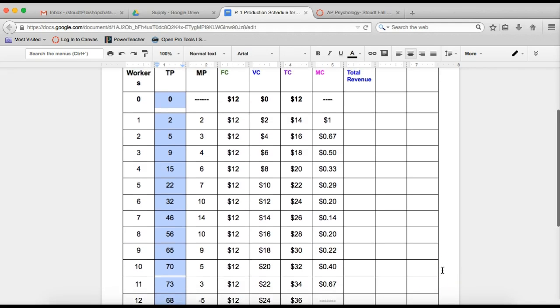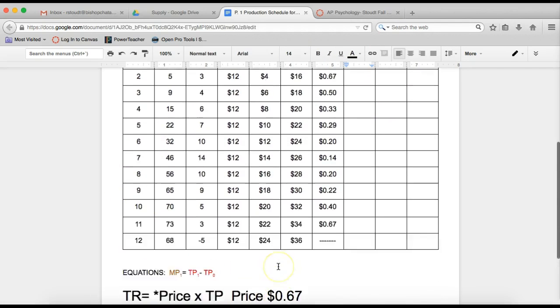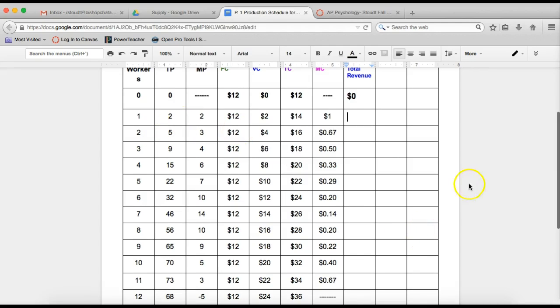I'm trying to put this all in one screen here so you can see. At 0 workers, we are looking at how much we would get from selling our airplanes. At 0 workers, obviously we had 0 total products. We had nobody working. So as a result, our total revenue is going to be, yes, you guessed it, 0. Then for 1 worker, remember the price is 67 cents times 2. If you put that into your calculator, you should get $1.34.